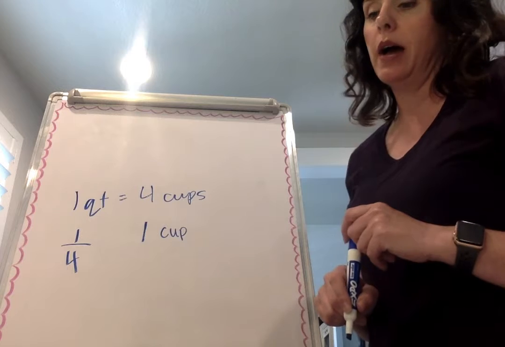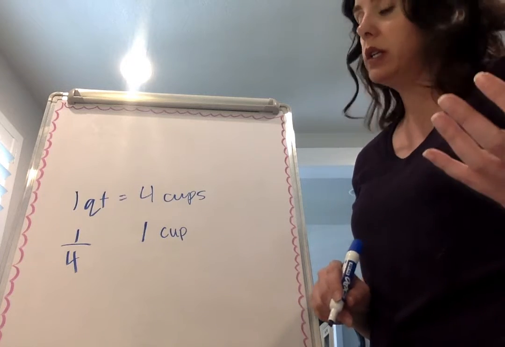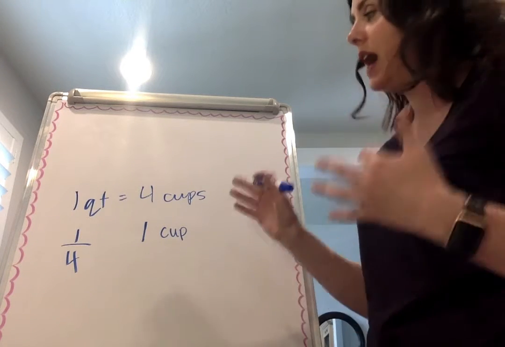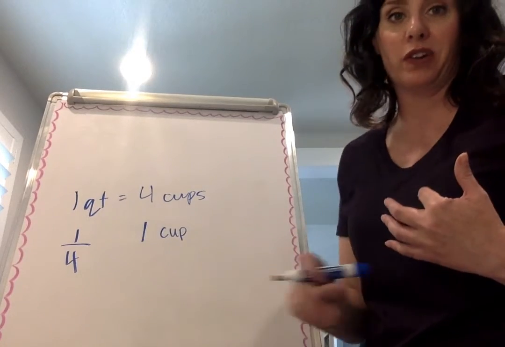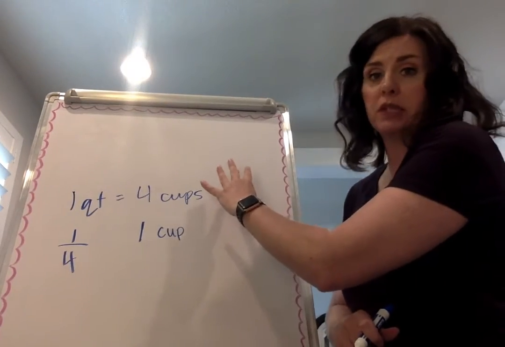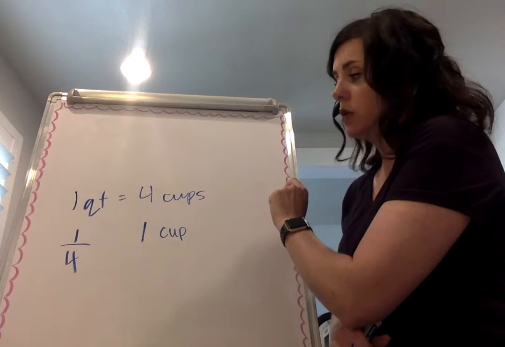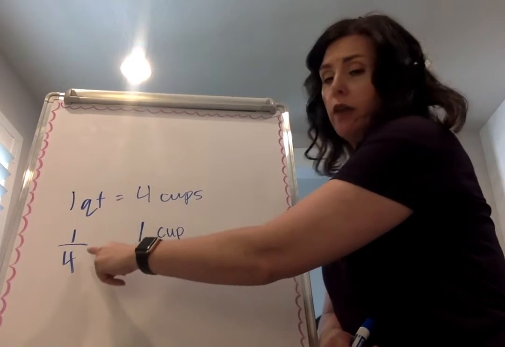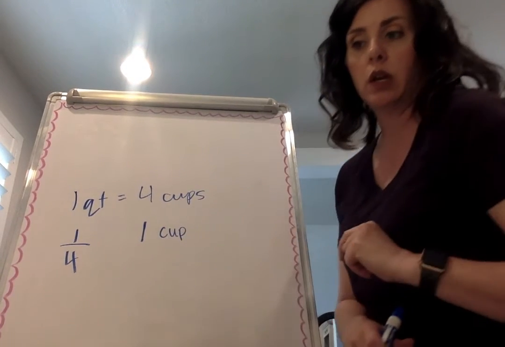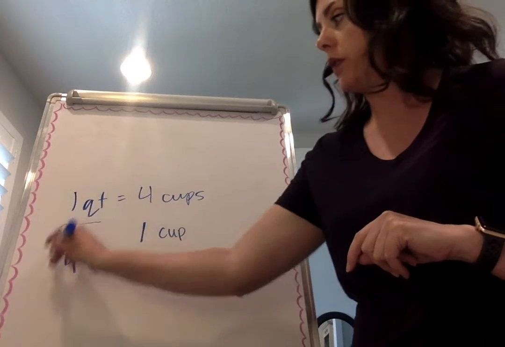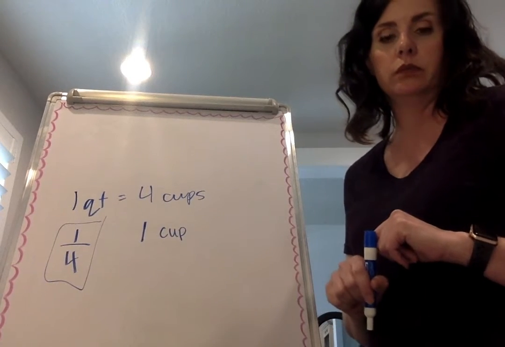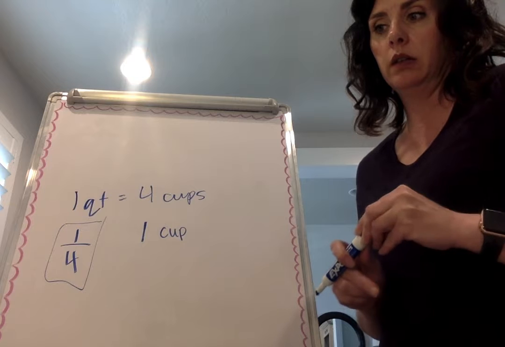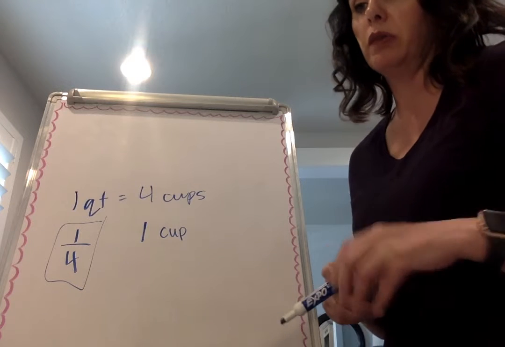So 1 cup is 1/4 of a quart, right? It takes 4 cups to make 1 whole quart. So if I only had 1 cup, that would be 1/4 of a quart. All right, so number 3 should be 1/4. You with me still? Let's do one more. Let's do number 4 together.